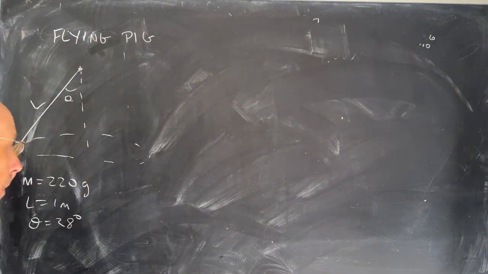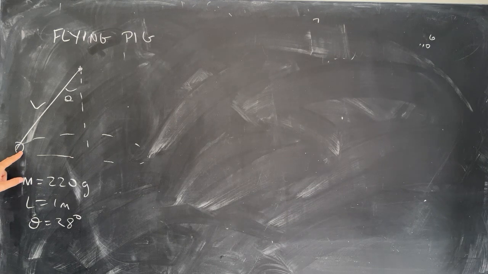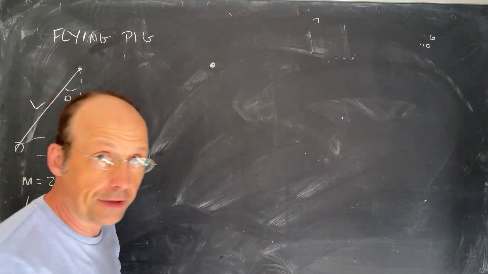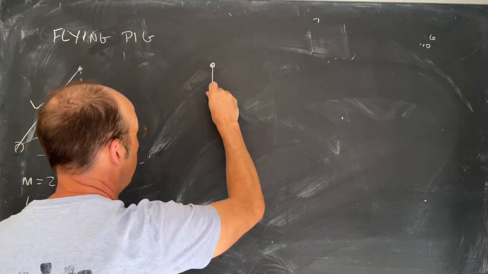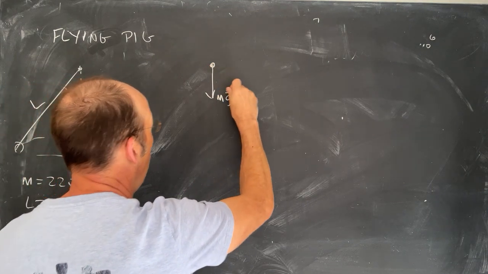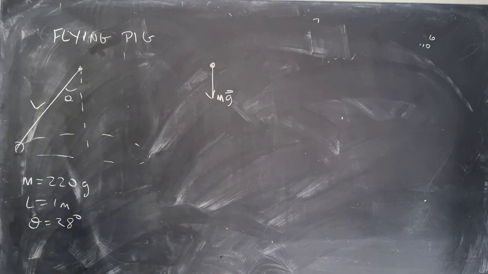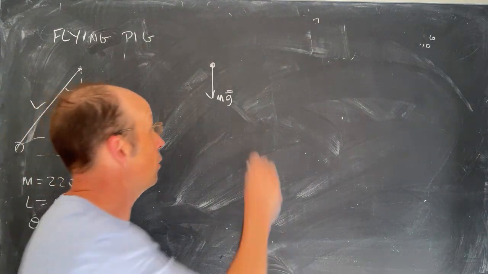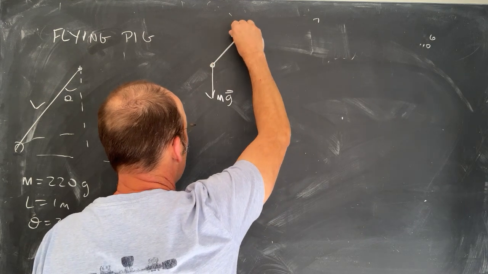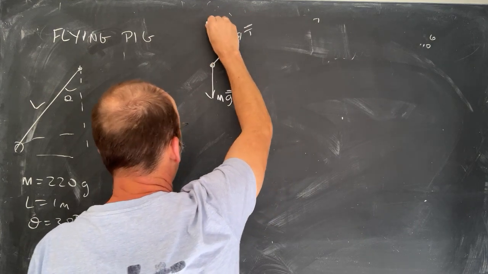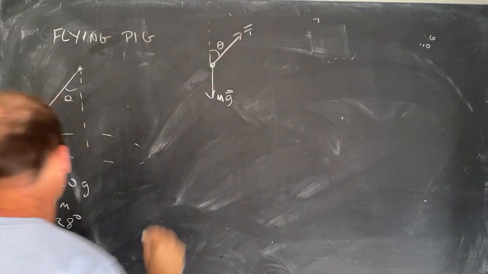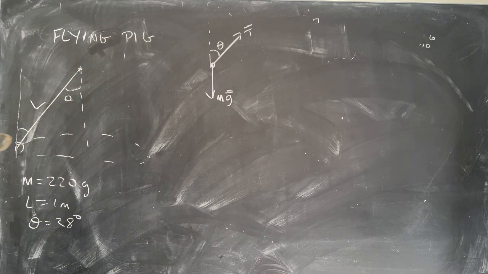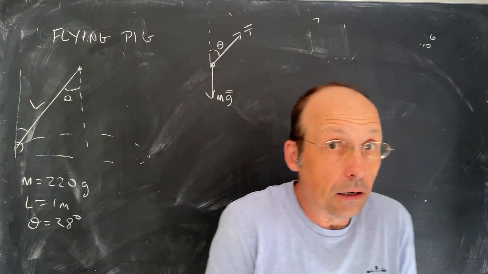Okay, so there's my pig. Let's go ahead and draw a force diagram for the pig. So here's my pig. I know that I have the downward gravitational force pulling on the pig, mg. I also know that the string's touching the pig, and the string exerts a tension in the direction of the string. So I'm going to put it like this, T. And I know that this angle is theta, right? Because if that's theta right there, that's theta too. That's your geometry trick.